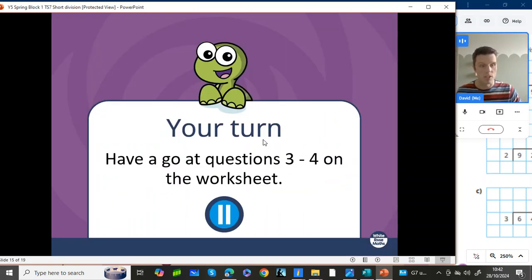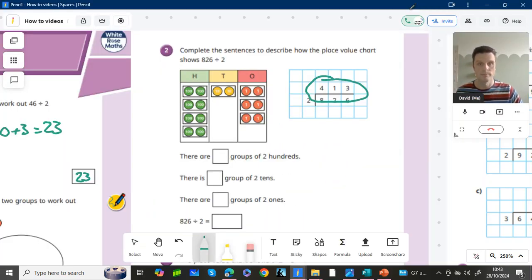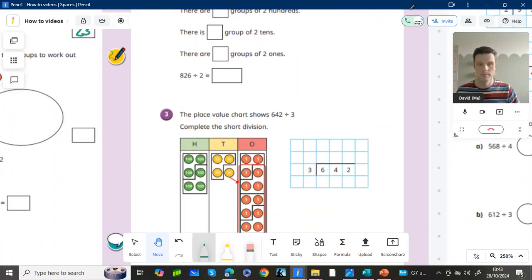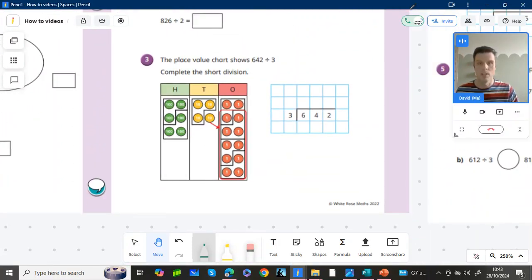Okay, time to have a go. Questions 3 to 4. So for question 3, the groups have already been drawn for you, and the exchange is shown here. So all you need to do is count the number of groups and write them on the top here, but also remember to show that exchange here. Because it's no longer a 2, what does it become? Pause the video here, and then we'll move on to question 4.